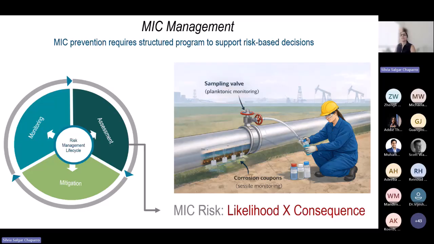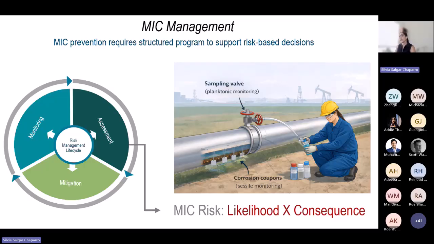Oil and gas operators normally use structured programs based on risk assessment just to manage the risk of different corrosion threats, including MIC. Normally this process comes as a feedback loop of three stages: assessment, mitigation, and monitoring. The assessment step is very critical to identify the risk of the facility to experience any corrosion phenomenon, including MIC. And the risk at the end is the likelihood multiplied by the consequence. So in the case of MIC, it is important to collect samples to get information on the microbial communities living in the facility.